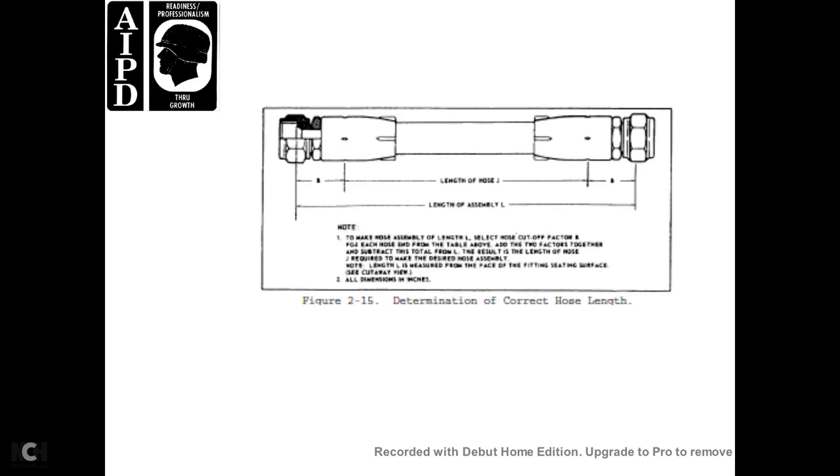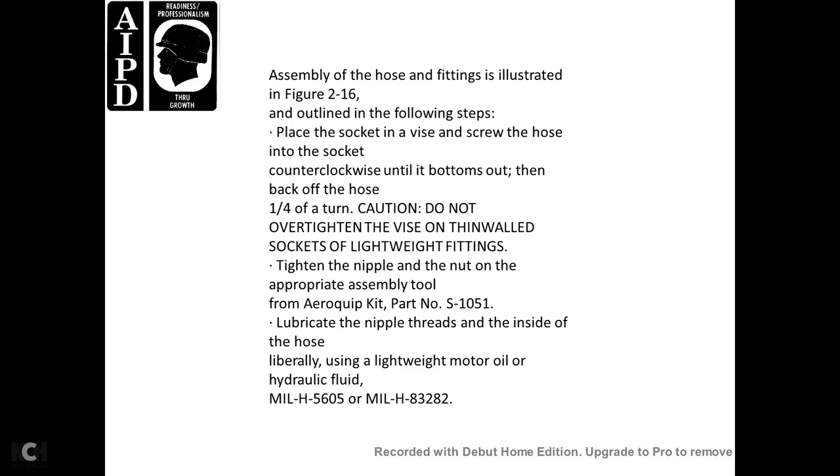Caution: do not intermix the socket and nipple from one manufacturer with those of another. All fittings are marked with the manufacturer's symbol. Figure 215 shows the determination of the hose length and the length of the assembly. The assembly of the hose fitting is illustrated in figure 216, with the outline for the following steps.